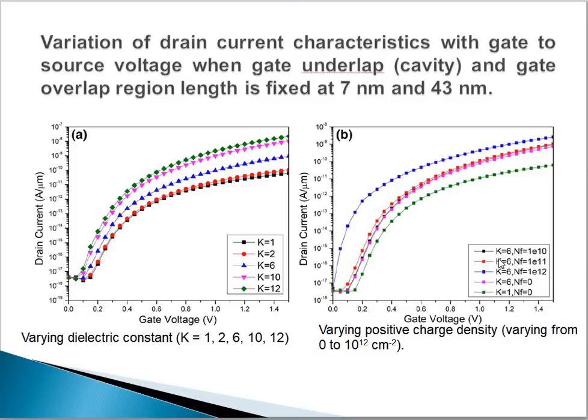The on current increases in the presence of positively charged biomolecules and decreases in the presence of negatively charged biomolecules in the cavity region, and the off current remains almost constant. The reason is that immobilization of positively charged biomolecules in the cavity region results in a decrease of the barrier at the source channel interface. You can see in the figure that if you increase the surface charge density at the SiO2 interface, the on current starts increasing because it reduces the barrier at the source channel interface.